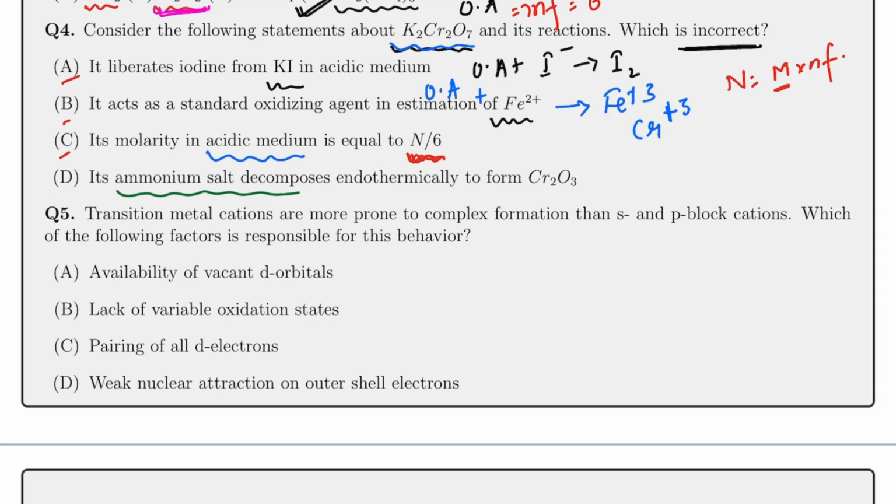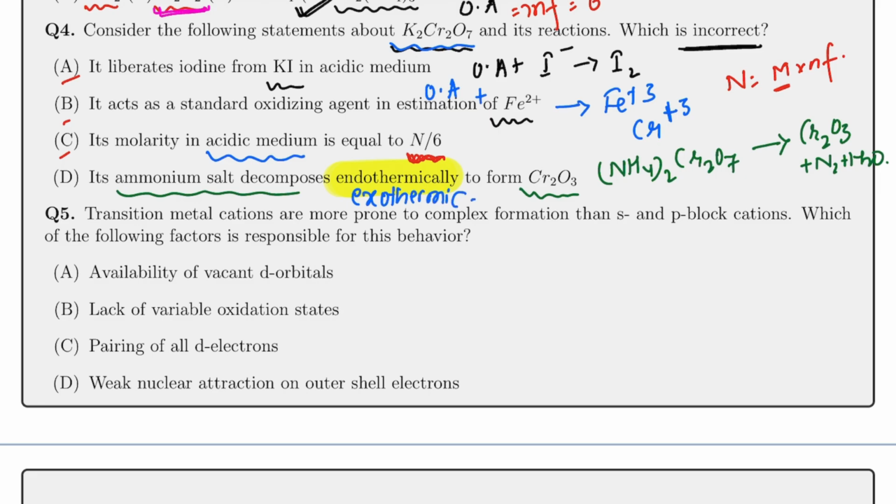So if I talk about the ammonium salt of K2Cr2O7, then that is (NH4)2Cr2O7. It is there in comprehension. Okay? So the product is very much important. You will be getting Cr2O3 along with N2 and H2O. So this reaction is pretty fine. It will be furnishing Cr2O3. But the thing over here which is quoted is endothermic. Actually, this is a highly exothermic reaction. It is not endothermic. It is highly exothermic.